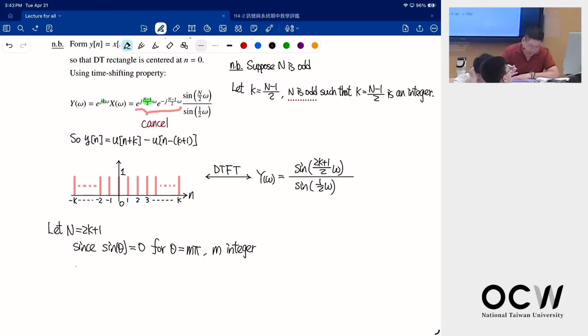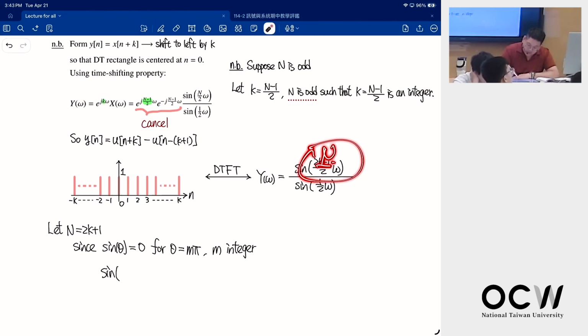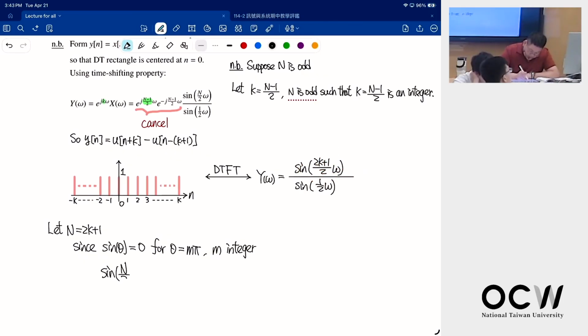So sine, now here, there will be n over 2 times omega. N over 2 times omega equals 0, which means omega is 2 pi m over capital N. M is still an integer. So that will be 1, 2, 3, 4, 5.